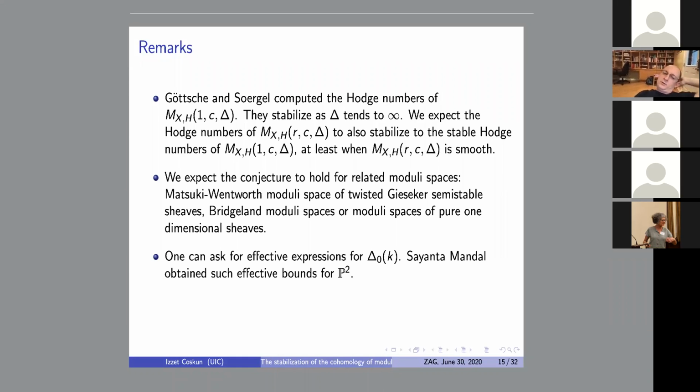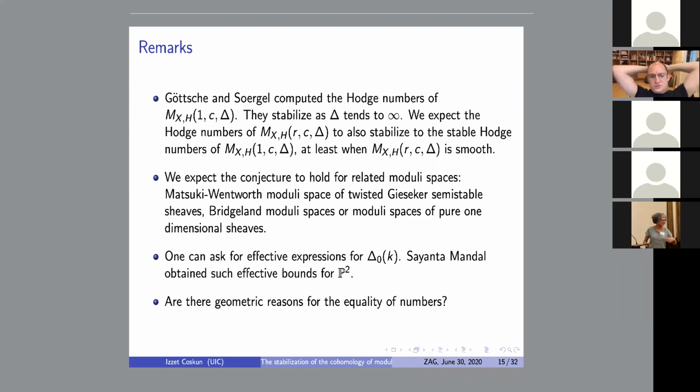The other thing that you can ask for: so far, this was just a statement that there exists a constant, but you can ask for effective bounds on the constant. I had a student, for example, who worked out that effective bound for the case of P2. So you can ask how large the discriminant has to be before things stabilize. But so far, this just sounds like an equality of numbers, and you can ask what the geometric reason for the equality of numbers is.